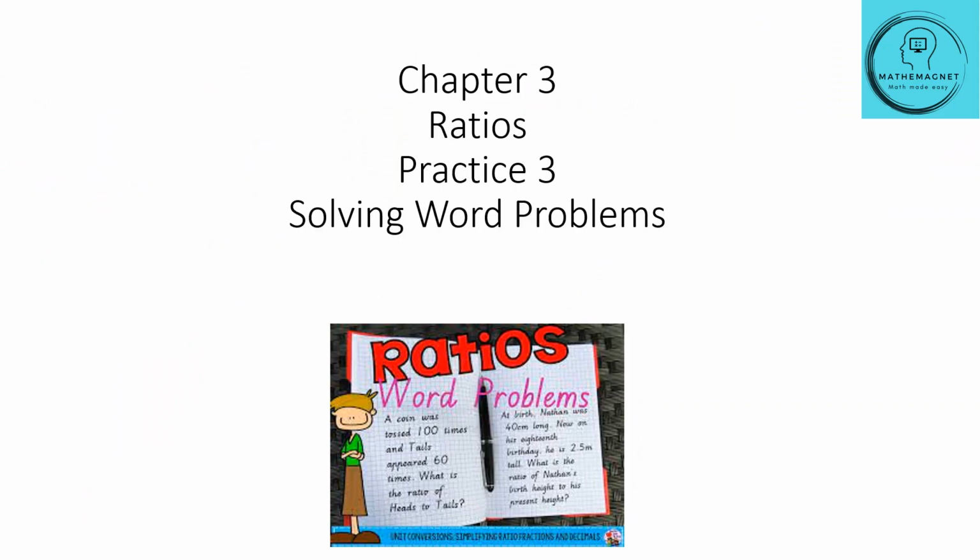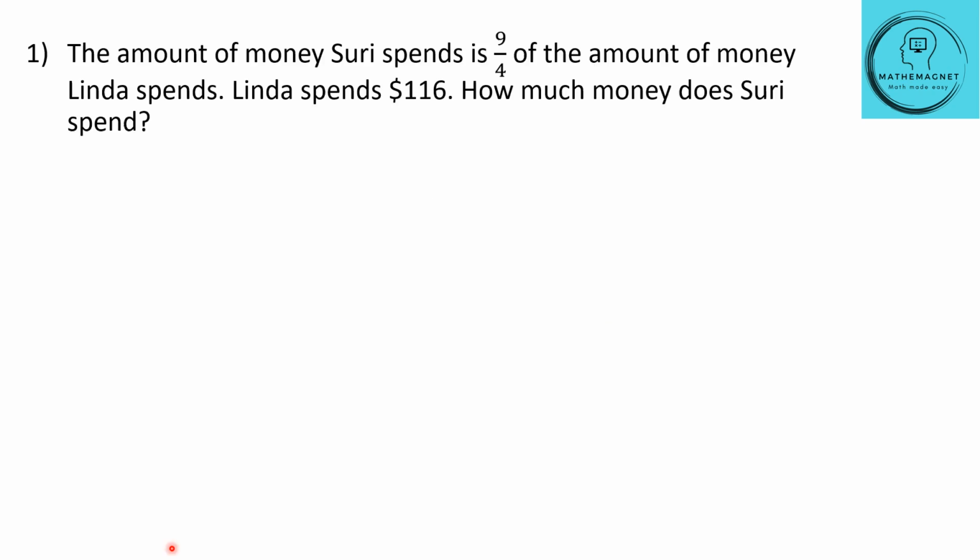Today we'll be doing chapter 3 ratios from the workbook for grade 6A. We shall be trying to solve questions from practice 3, which are solving word problems. Let's look at question 1. The amount of money Suri spends is 9 by 4 of the amount of money Linda spends. Linda spends $116. How much money does Suri spend?